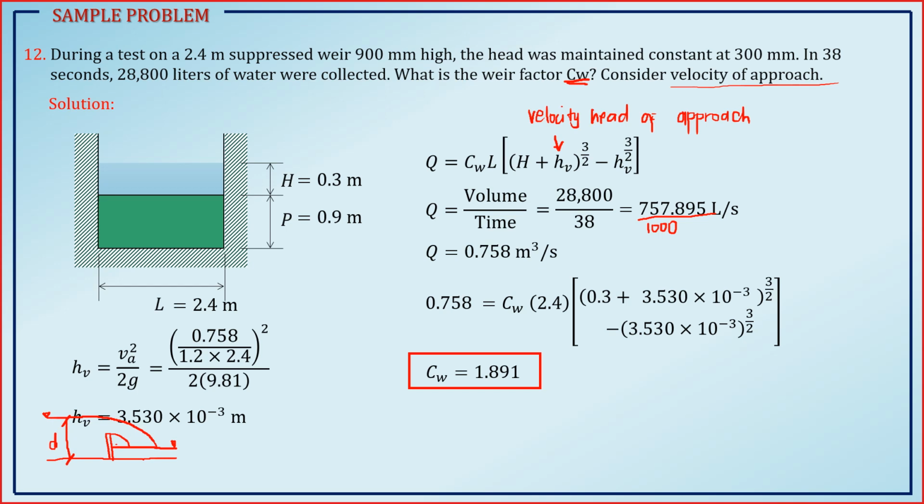So, those are the sample problems for a rectangular weir. So, let's proceed to a triangular weir.